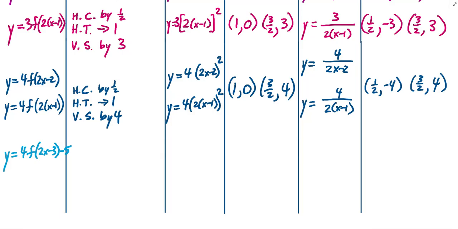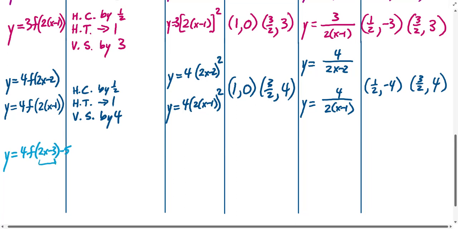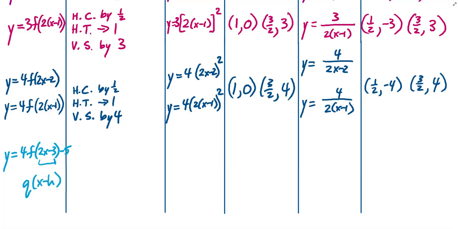Here's the next one. Y equals 4 f of 2x minus 3 minus 5. Now you'll see here that we have all 4 parameters at play. Not only that, but inside the argument to f of x is not currently in the form q onto x minus h. So that 2 needs to be factored out in order to get the correct horizontal translation. Moreover, factoring out a 2, I mean, it's not the end of the world, but it's not super pleasant.